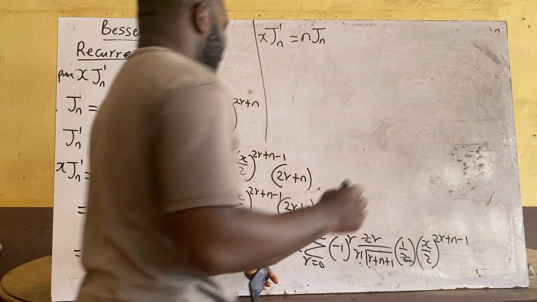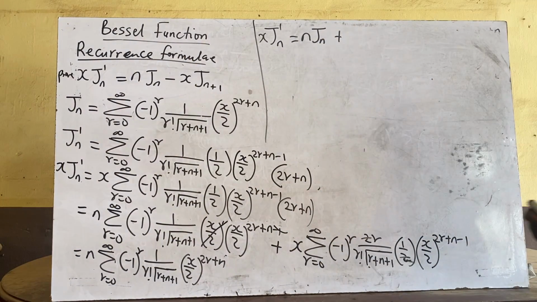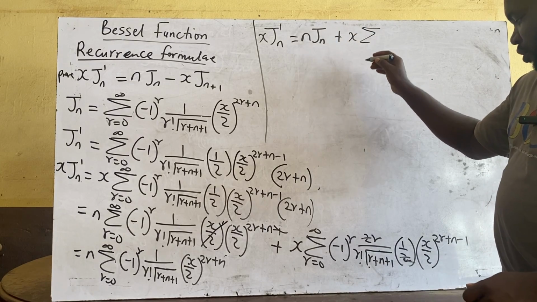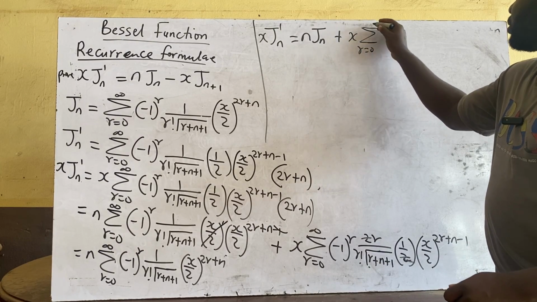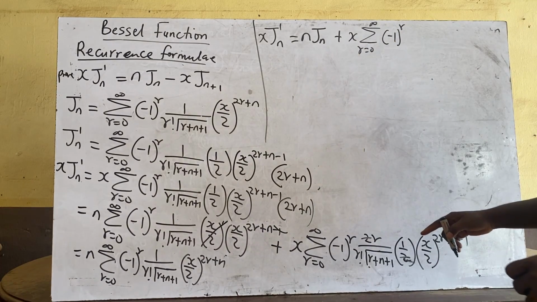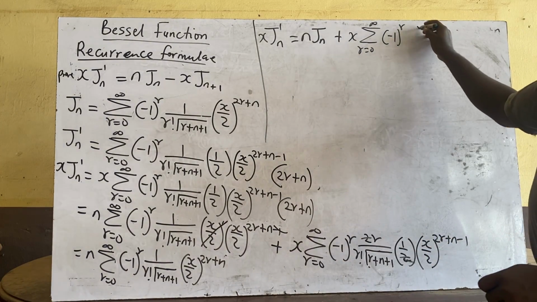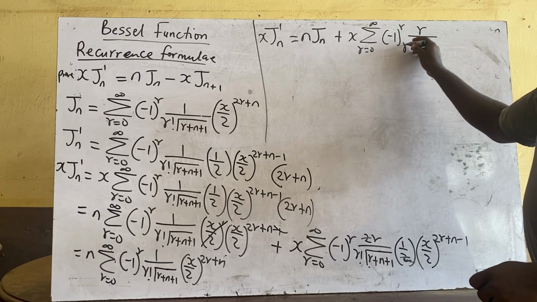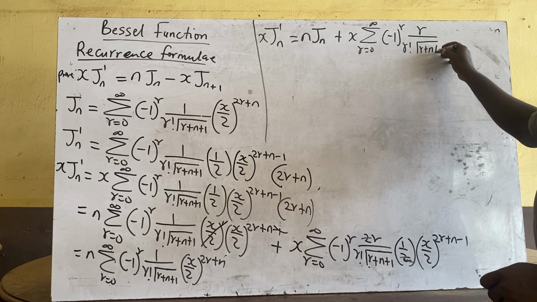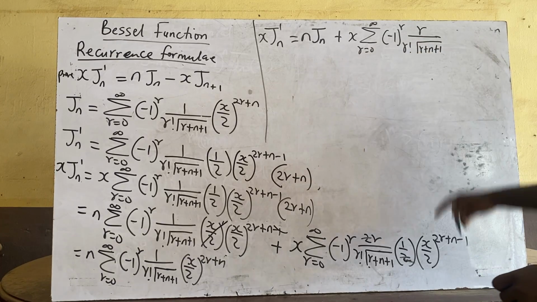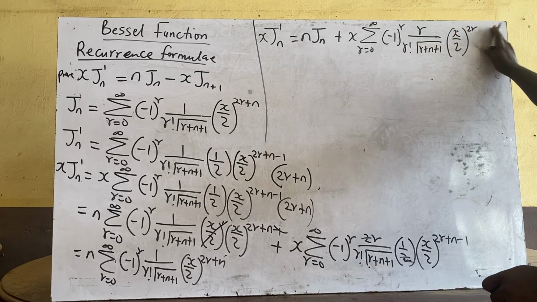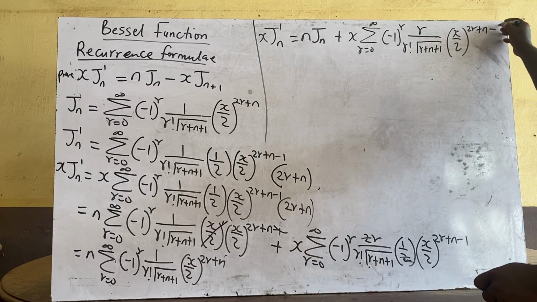Okay, so I still have my plus. So here is giving me x, the summation of r starting from 0 to infinity of minus 1 raised to power r. Then I'm having on top of this place r over r factorial, the gamma function of r plus n plus 1. Then this is gone. So I'm left with what? x over 2 raised to power 2r plus n minus 1.